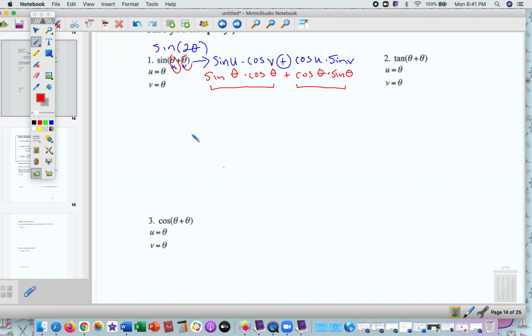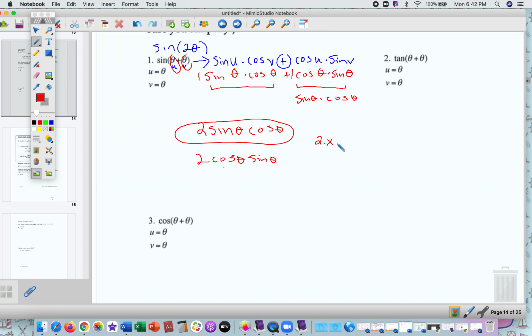On the left and the right, we see that both terms have cosine and sine, right? So we have one sine cos plus another cosine sine, same thing, right? Means we have 2 sine theta cos theta. Or you could write that as 2 cos theta sine theta, right? Product, order doesn't matter. It's like saying 2 times x times y, or that's the same as 2 times y times x. Like saying 2 times 3 times 4, or 2 times 4 times 3. You can shuffle up the order.